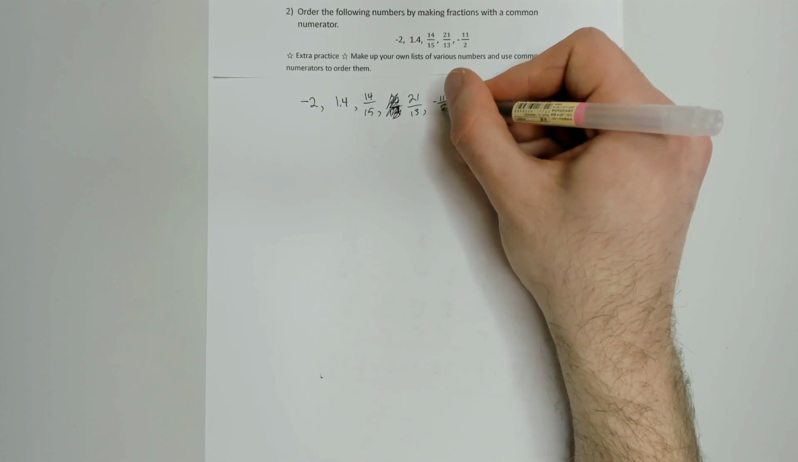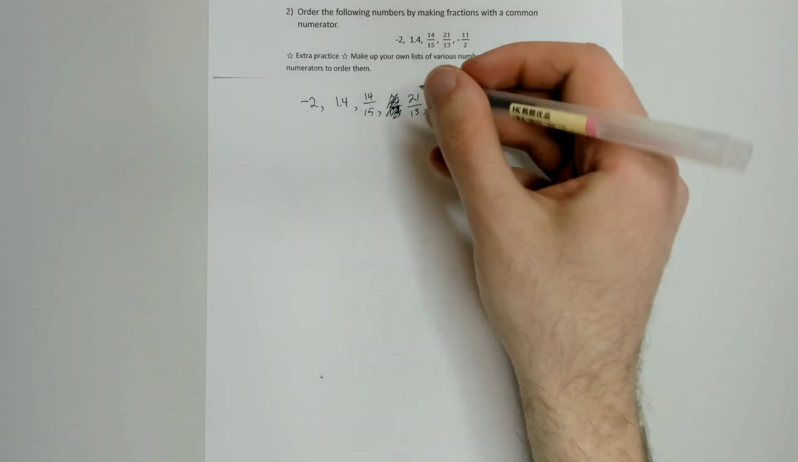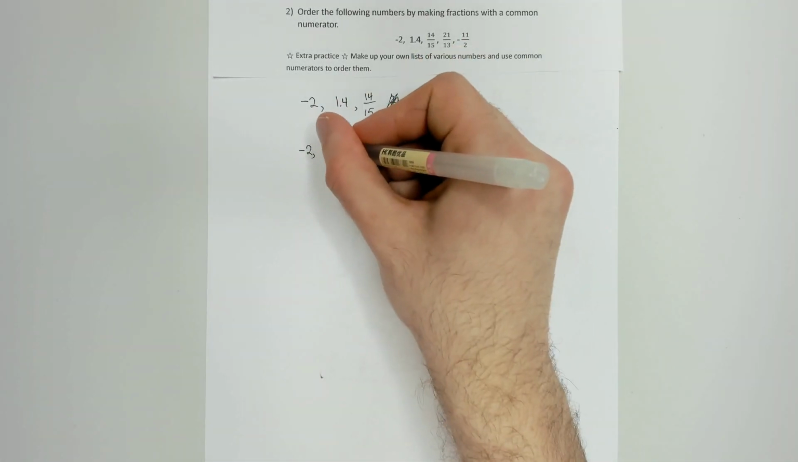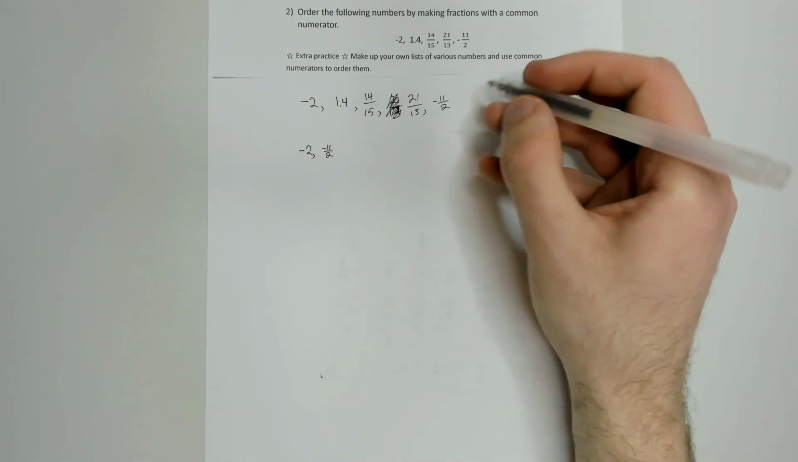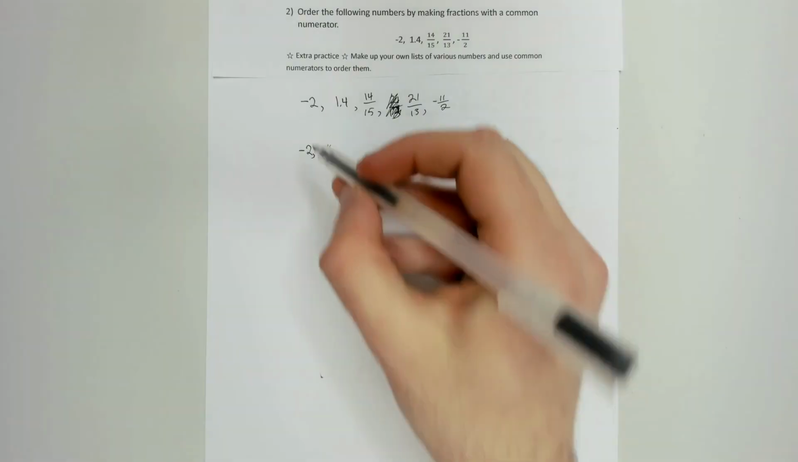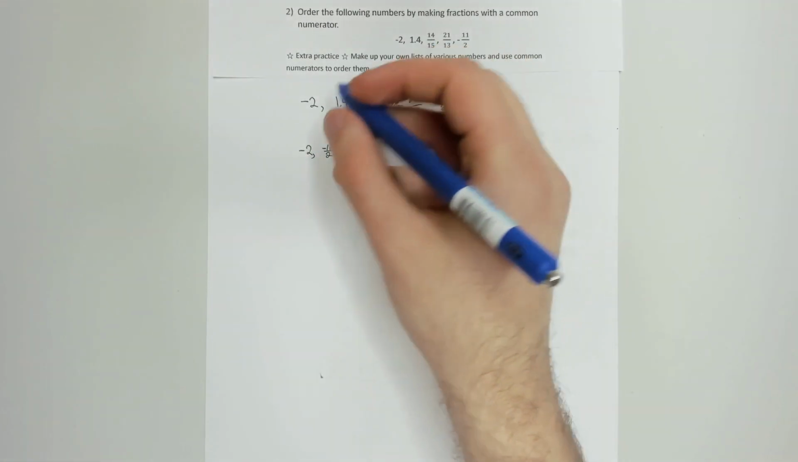First of all, we can actually just make the distinction that the negatives, right, those are going to be less than the positives, so we can consider the negatives in their own group, so -2 and -11/2. And we can consider the positives in their own group. So let's start with the negatives. So it asks us to make a common numerator. So to do that first, we got to make -2 as an improper fraction.